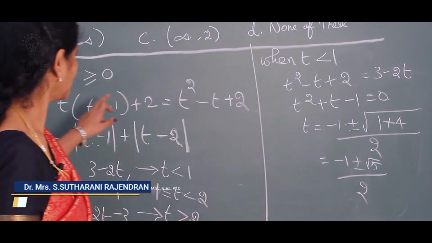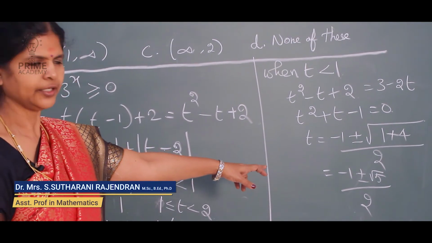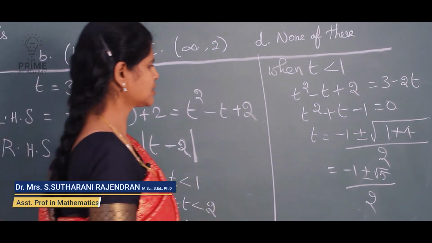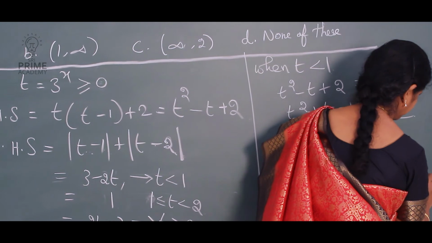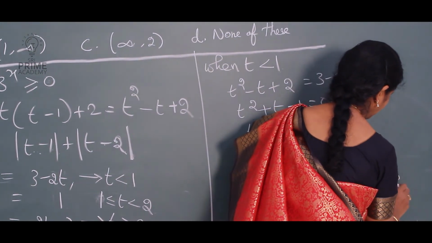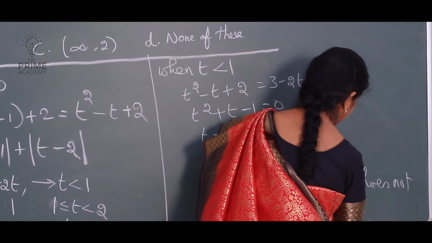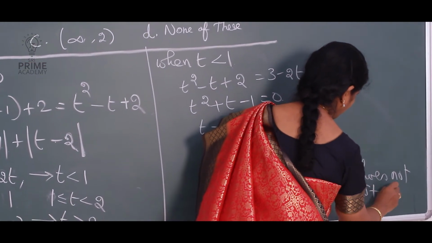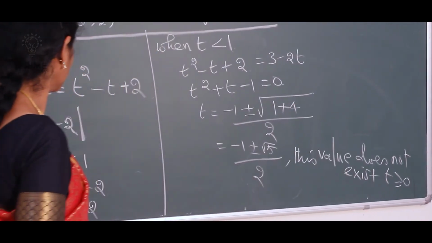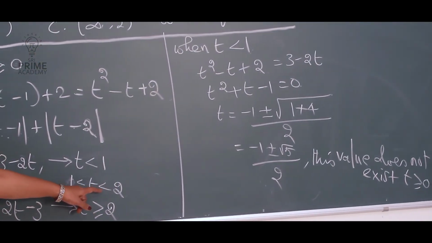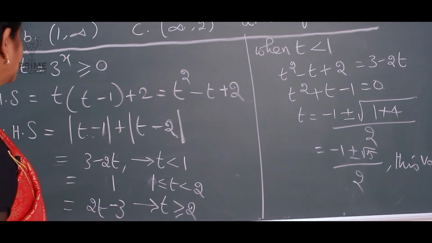Since t is positive, a negative t does not exist. So this value does not exist, since t is greater than 0. Next, similarly, use the condition 1 less than or equal to t less than 2 on the left hand side. What do you get?